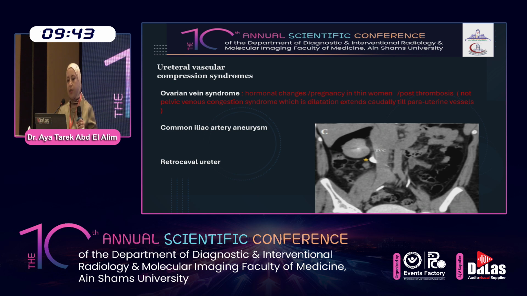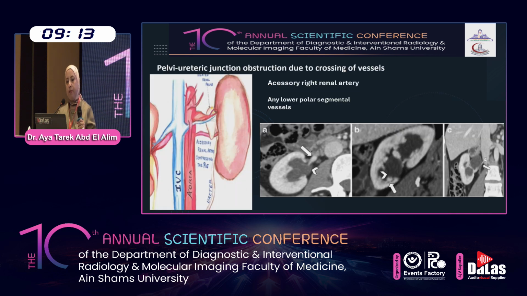Ureteral vascular compression syndromes. It's seen in ovarian vein syndrome, due to hormonal changes or pregnancy, more common in thin women, post-thrombosis, but not pelvic venous congestion syndrome, which is dilatation that extends caudally to the parauterine vessels. Compression by a common iliac artery aneurysm, compression of the ureter by the inferior vena cava in the retrocaval ureter as shown in figure C. Pelviureteric junction obstruction is due to crossing of vessels.